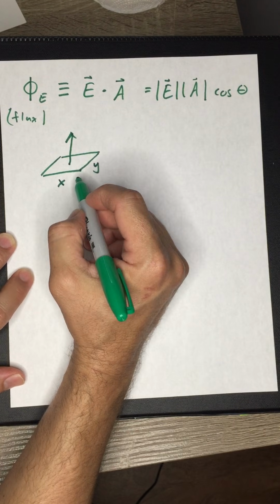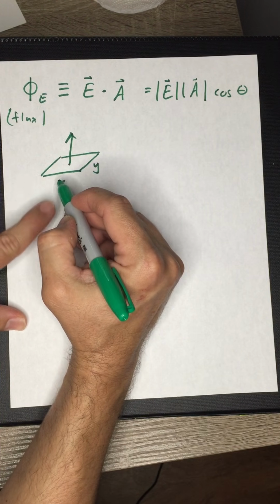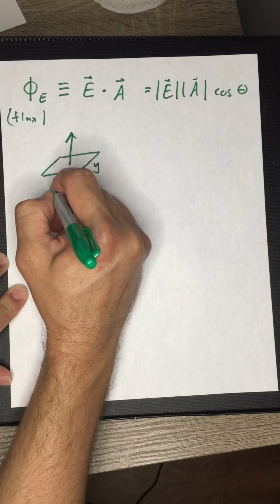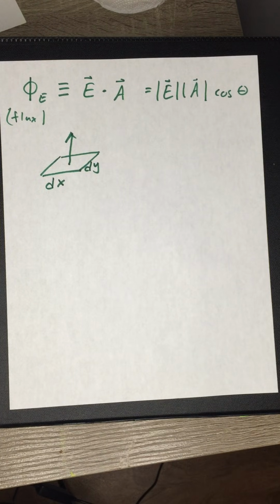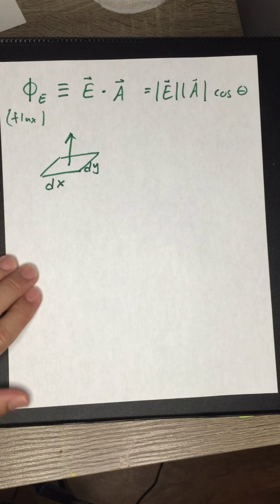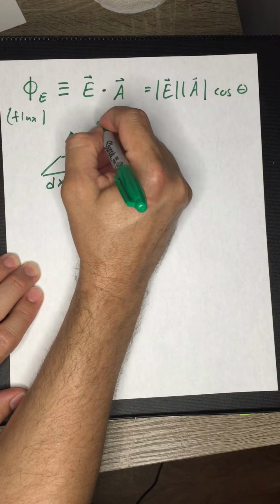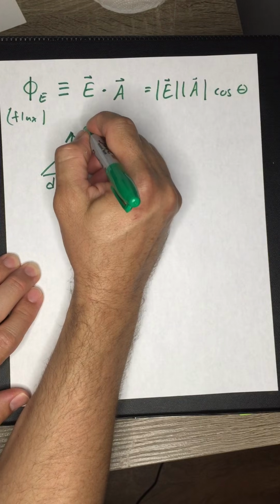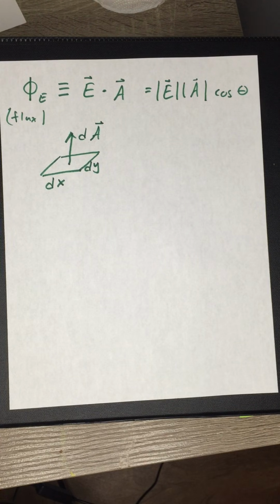But what happens if I do my standard calculus trick and I let this x shrink, shrink, shrink, and I let this y shrink, shrink, shrink, until they become dx and dy? I shrink them down into a differential. What happens to my area vector then? Well, what I used to call A has shrunk to a differential area element, and I now call it dA. And it is still a vector. It is okay for a differential to be a vector.